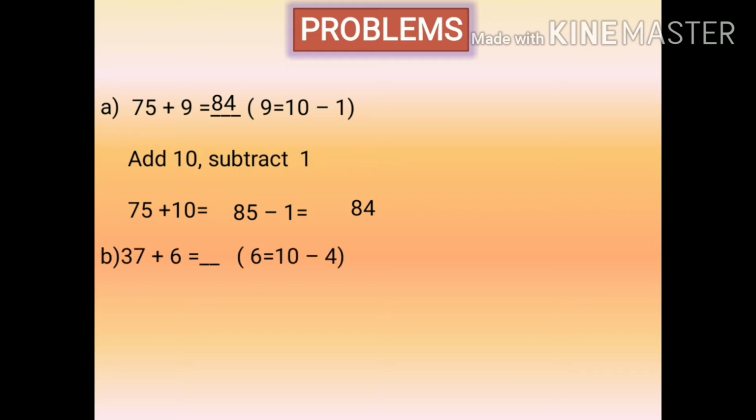Okay, now let us see another example. 37 plus 6. So we know that 6 is equal to 10 minus 4. So what we have to do? Add 10 and subtract 4. So 37 plus 10 is equal to 47, and from 47 you subtract 4, it is equal to 43. So in this way you can easily do problems in addition. Now let us see how to do problems in subtraction.